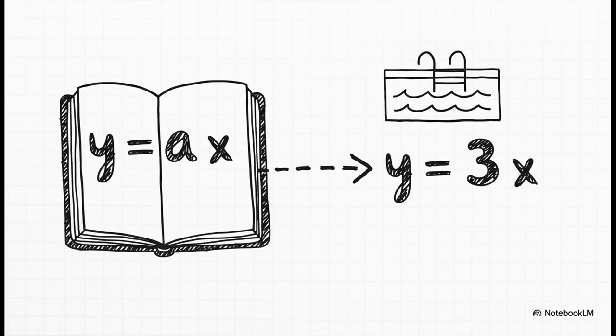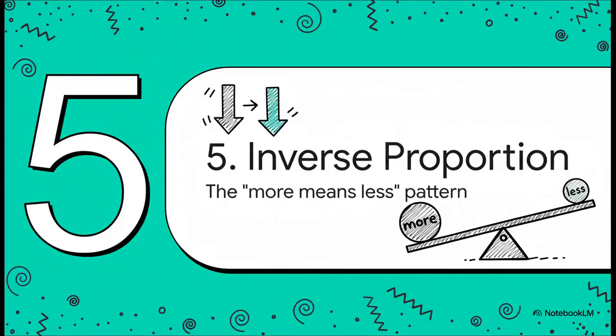And of course, there's a little math rule for this. It's just y equals a times x. That a is just a number that stays the same. For our swimming pool, the rule was y equals 3x, because the height was always exactly 3 times the number of hours.